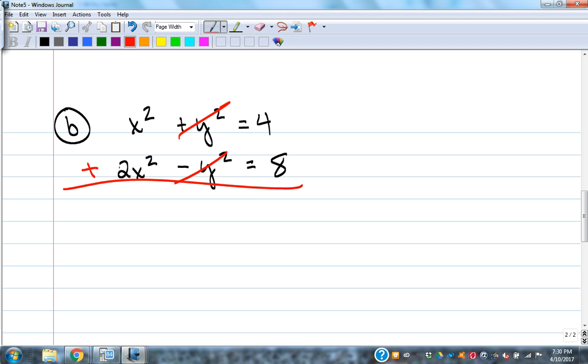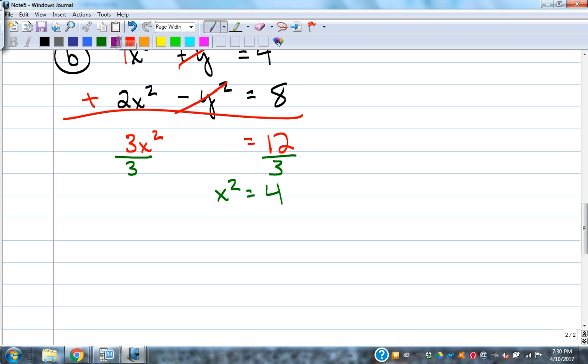And then what's on the left side? x squared, 1x squared plus 2x squared. Are they like terms? They're both x squareds, aren't they? So 1x squared and 2x squared is 3x squared. And 4 plus 8 would be 12. Hey, that's a pretty easy one to solve. I just divide by 3 and I get x squared is equal to 4.